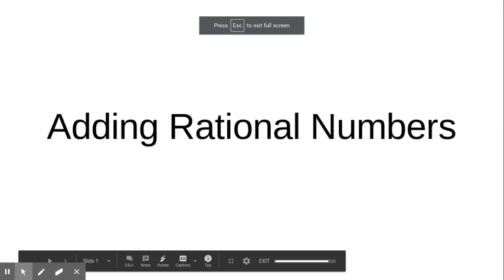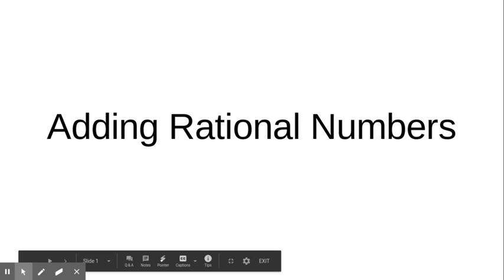The key thing to remember when we are adding rational numbers is that you've done all of these things before. You've just never done both of them at the same time. You've added and subtracted negative numbers. You've also added and subtracted fractions as well as mixed numbers. Now all we're going to do is do both of those at the same time.